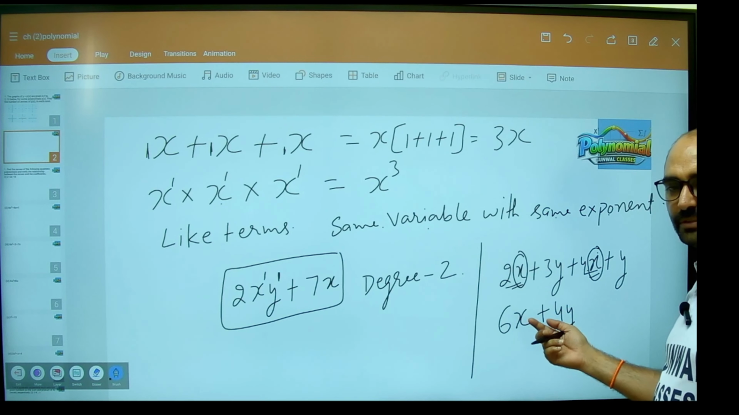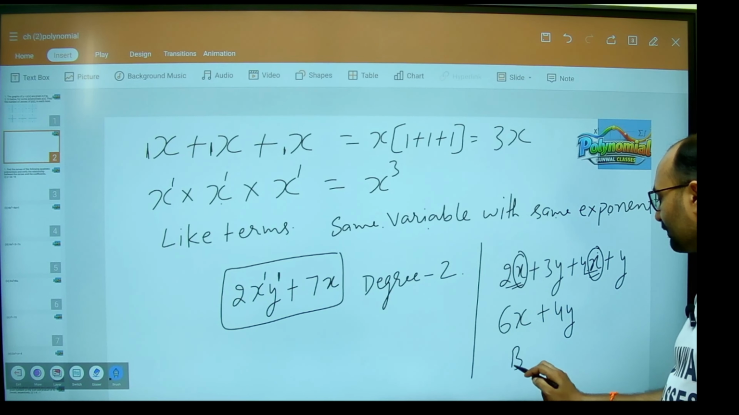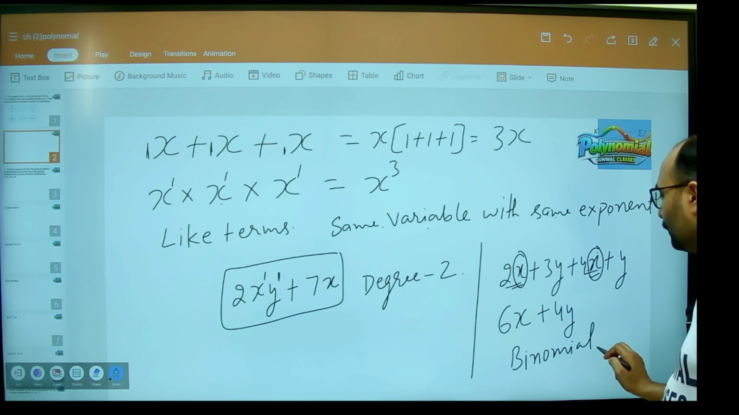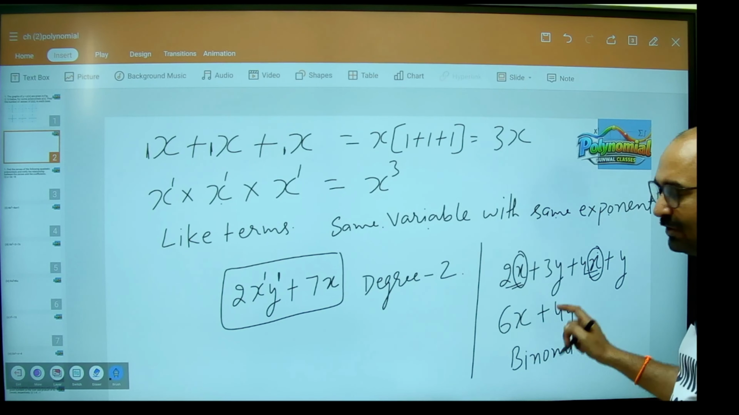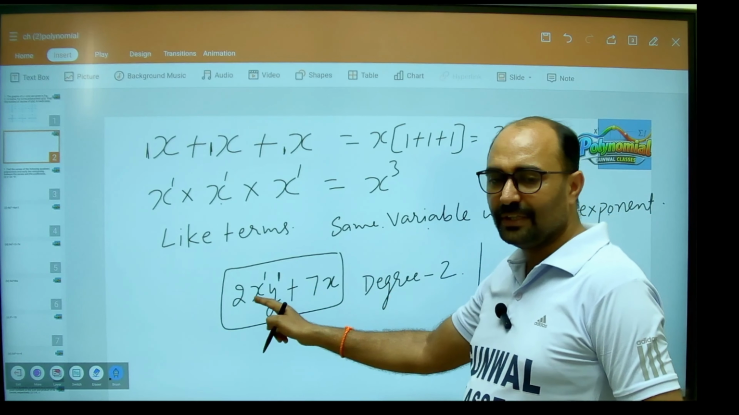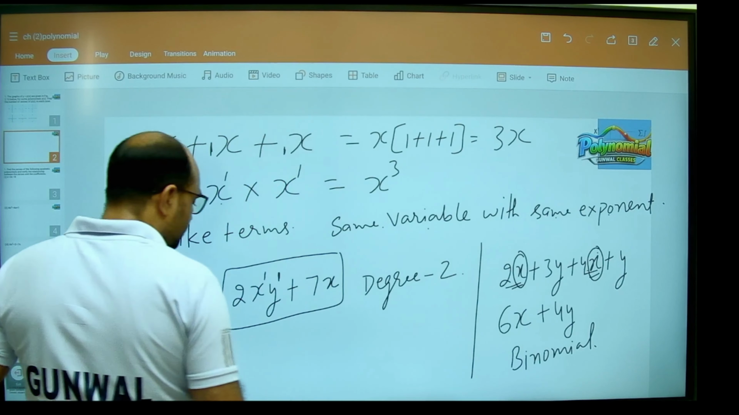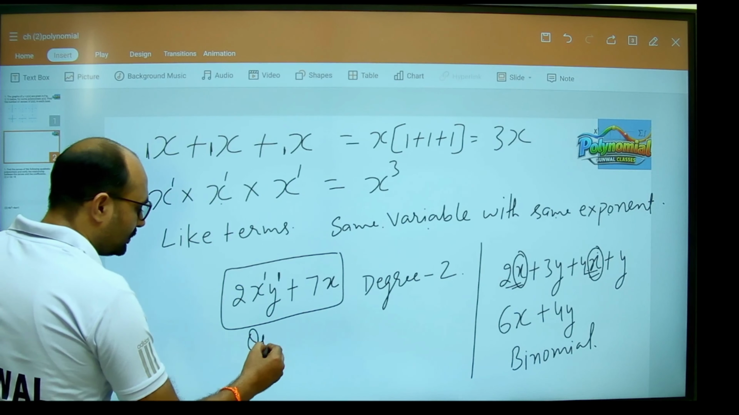So this is binomial. On the basis of terms, this is named as binomial. On the basis of degree, this is quadratic.